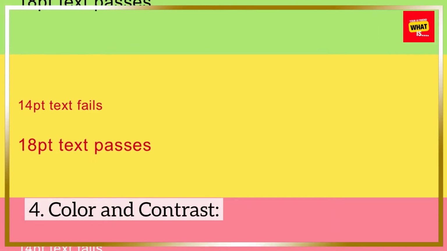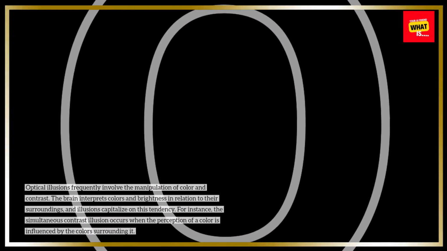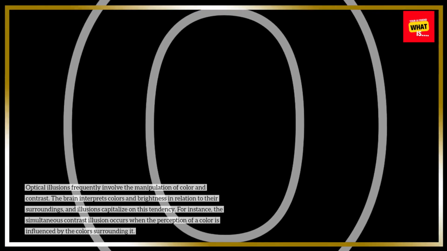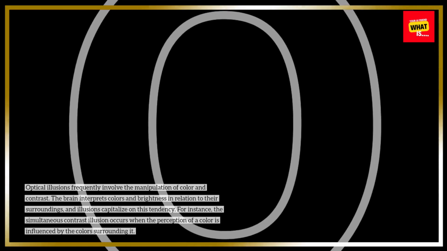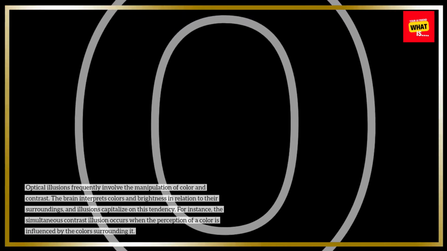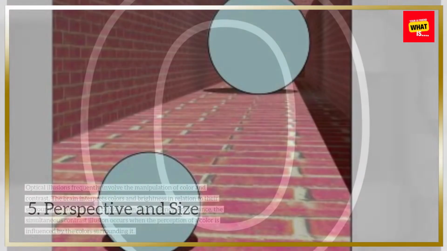4. Color and contrast. Optical illusions frequently involve the manipulation of color and contrast. The brain interprets colors and brightness in relation to their surroundings, and illusions capitalize on this tendency. For instance, the simultaneous contrast illusion occurs when the perception of a color is influenced by the colors surrounding it.